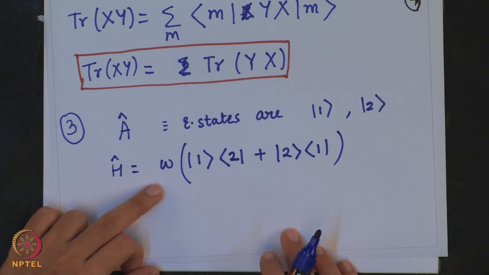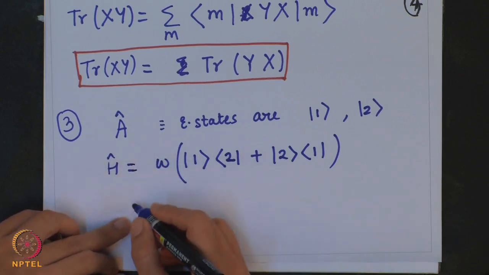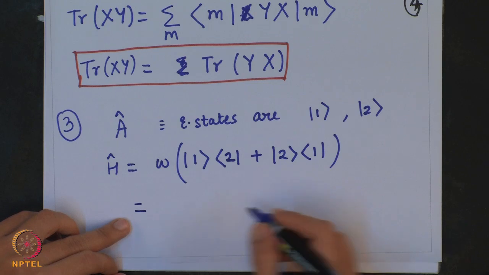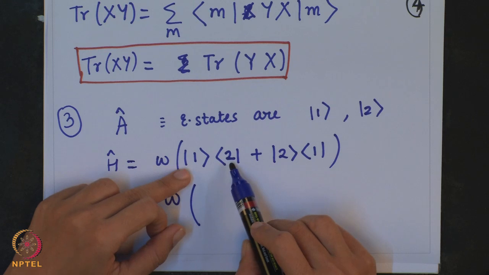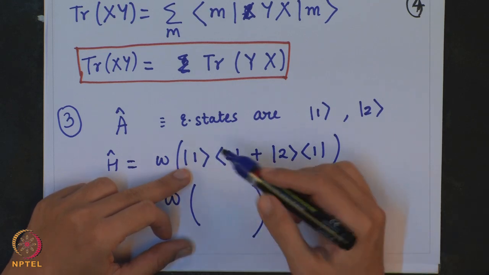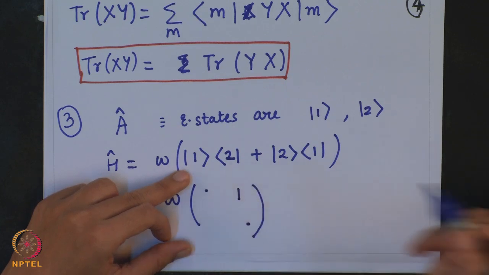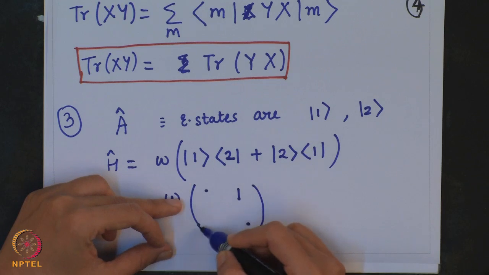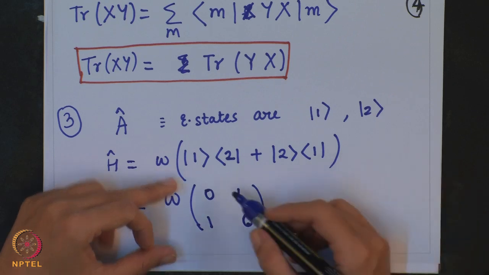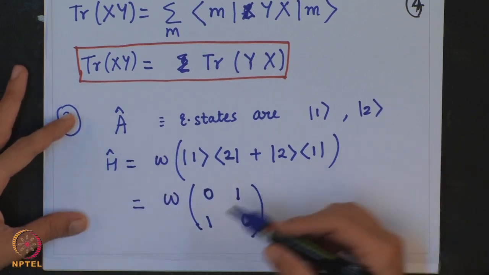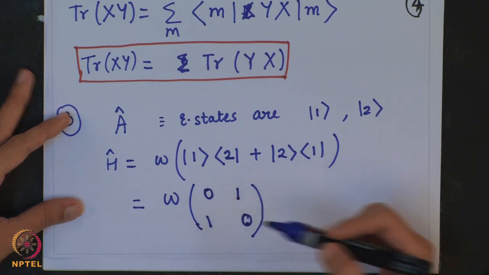So here we have omega, so you have 1, 2. When you are writing a matrix, this will be the 1, 1 component, this will be the 2, 2 component, 1, 2 will be here, and 2, 1 will be here. The 1, 1 component and 2, 2 component are not given. So this is the way you will write. You can see in the previous tutorial also we have seen such problems.